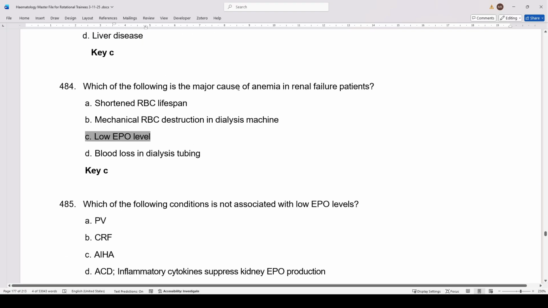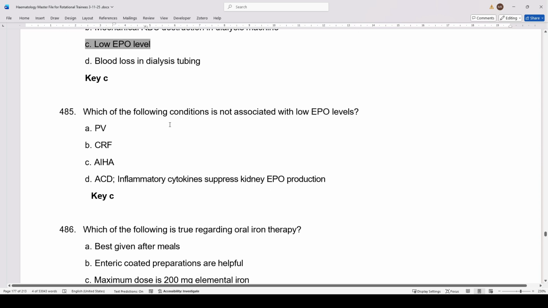Which of the following is the major cause of anemia in renal failure patients? In renal failure patients, of course, EPO is released from the kidney. 90% of EPO comes from the kidney, so low EPO levels. Next is, which of the following conditions is not associated with low EPO levels?